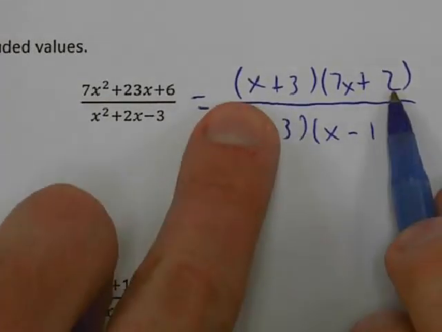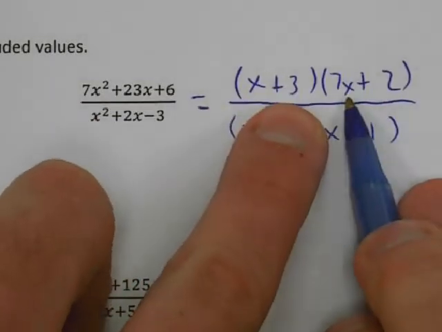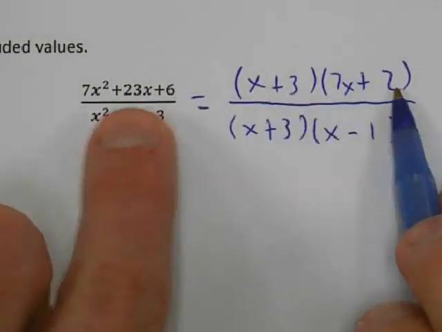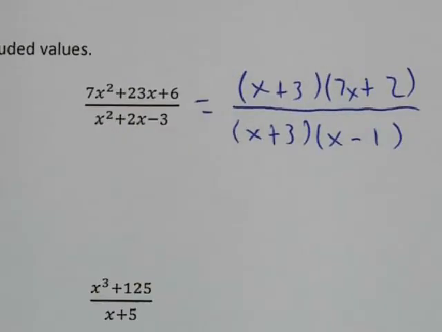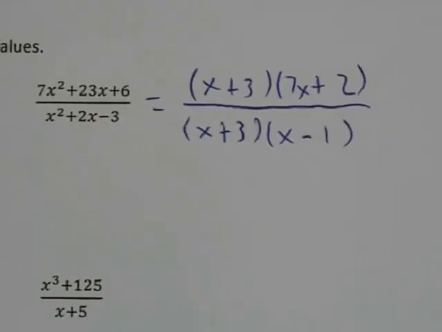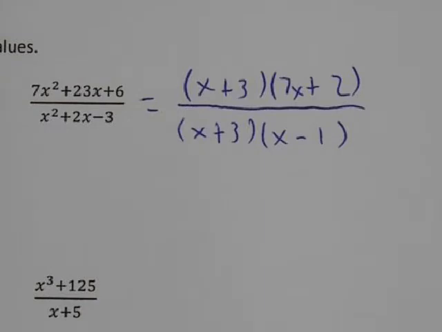Let's see, x times 2 gives us 2x. 3 times 7x gives us 21x. 21x plus 2x, yeah, that's 23x. So it does work. So if you factor the easier one first, it gives you an idea of what you can expect for your answer.